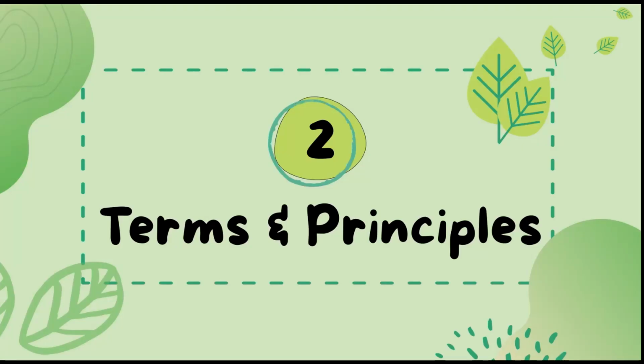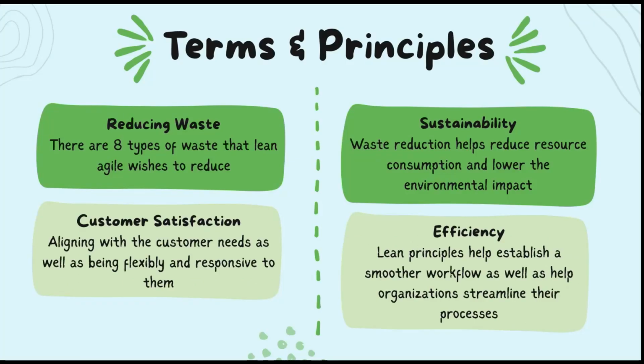Next is the terms and principles of Lean Agile. To start off, one of the main things of Lean Agile is reducing waste, and there are 8 types of those. You also have to have sustainability, which the waste reduction helps by reducing resource consumption and lowering environmental impact. With Lean principles, you'd like to be efficient, which helps establish a smoother workflow as well as help organizations streamline their processes. And you also have to think about customer satisfaction, which is aligning with the customer needs as well as being flexible and responsive to your customers.